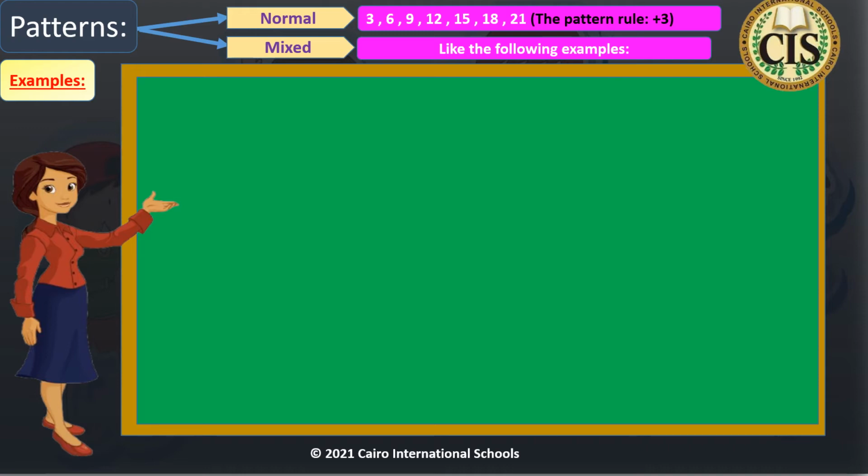3 plus 3 equals 6. 6 plus 3 equals 9. 9 plus 3 equals 12. 12 plus 3 equals 15, and so on.